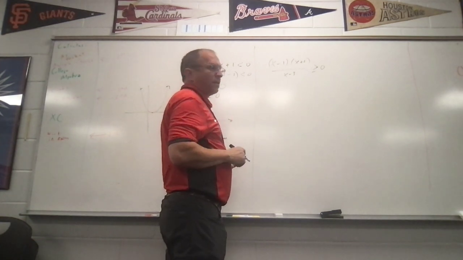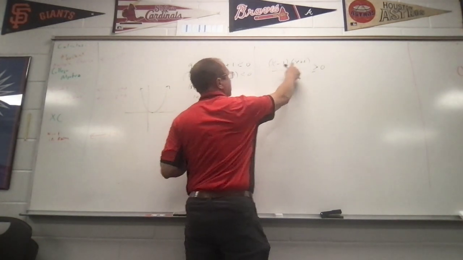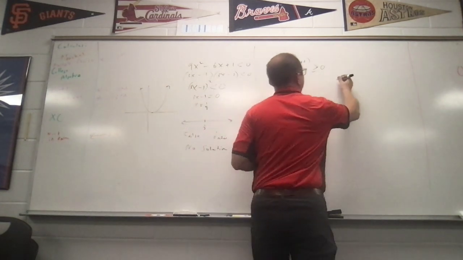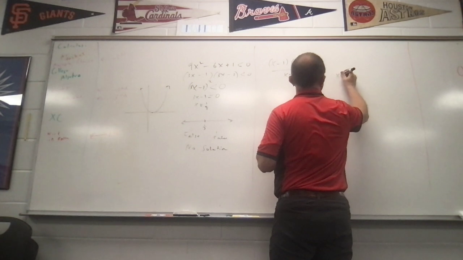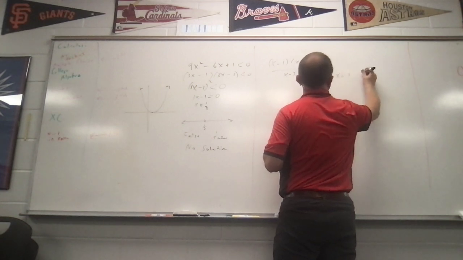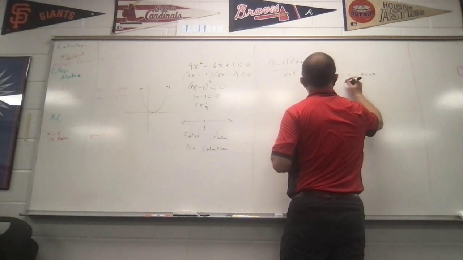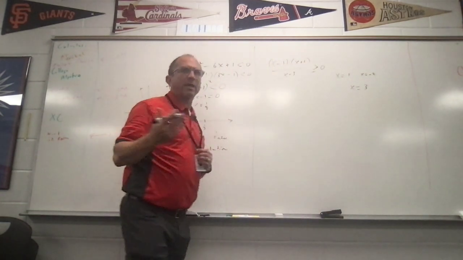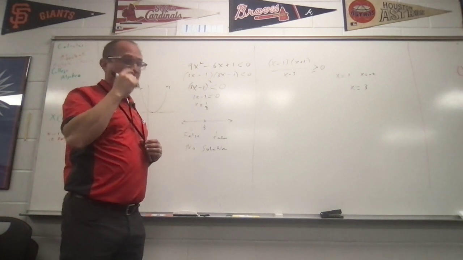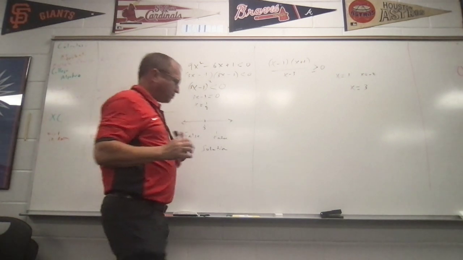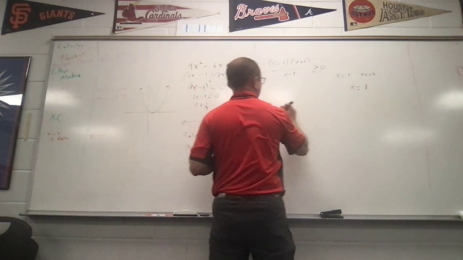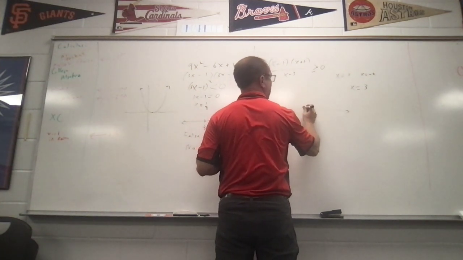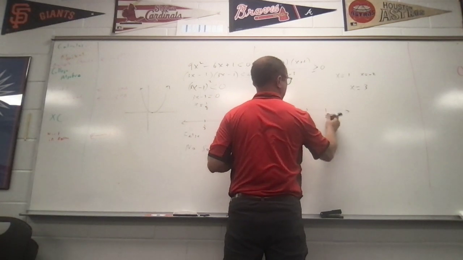You're making it harder than you need to. Okay. I'm going to set each factor equal to 0. So I'm going to say we got x equals 1, we've got x equals negative 2, and we've also got x equals 3. Those are going to be my points where I can change from positive to negative or negative to positive. So put those values on the number line. So you've got negative 2, 1, and 3.